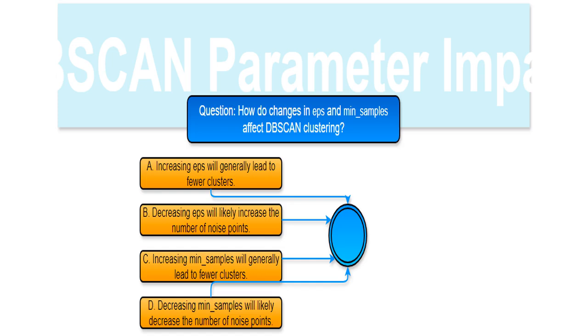This section's title simply tells us that the focus is on how changes to the parameters in the DBSCAN algorithm affect the results. DBSCAN, or Density-Based Spatial Clustering of Applications with Noise, is a clustering algorithm. We'll explore how the parameters, EPS and min_samples, influence its behavior.